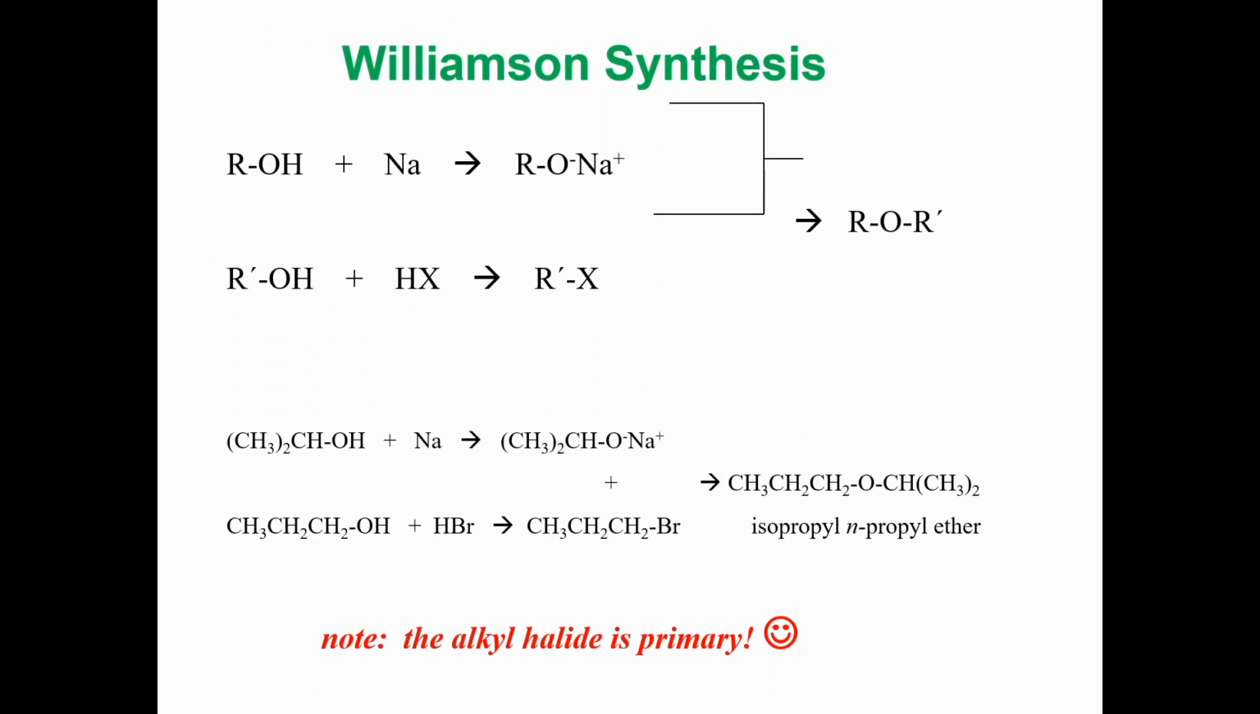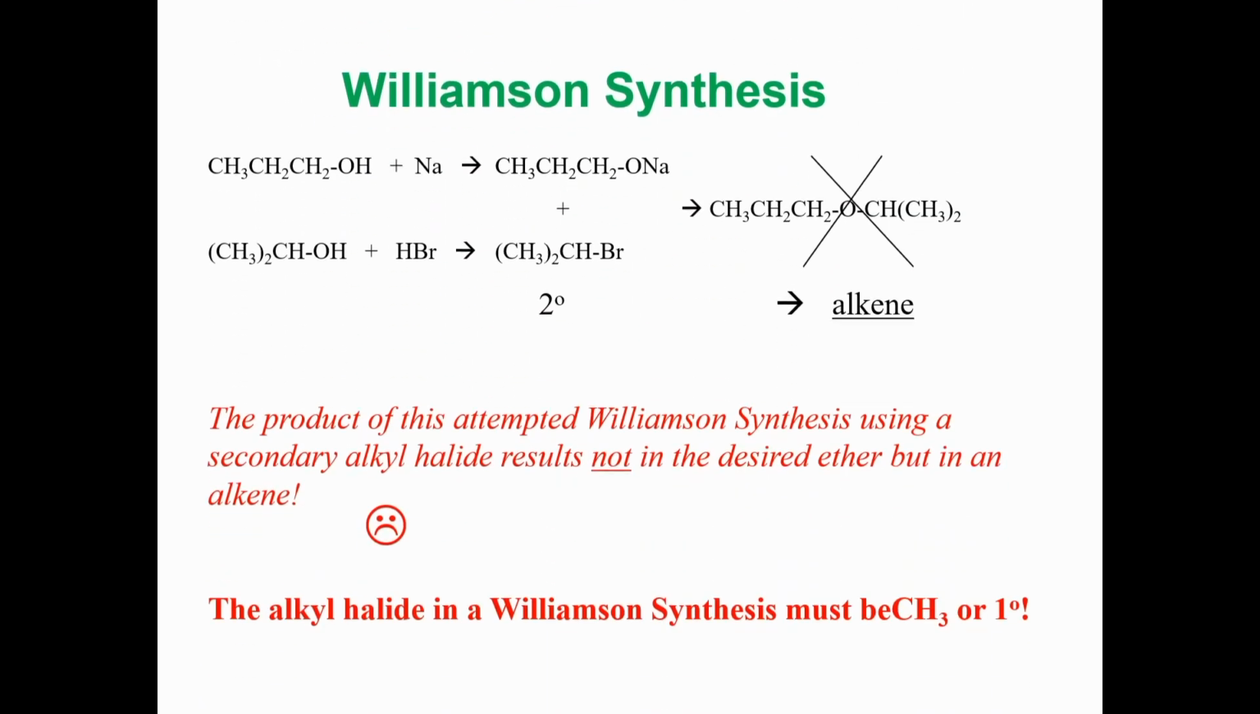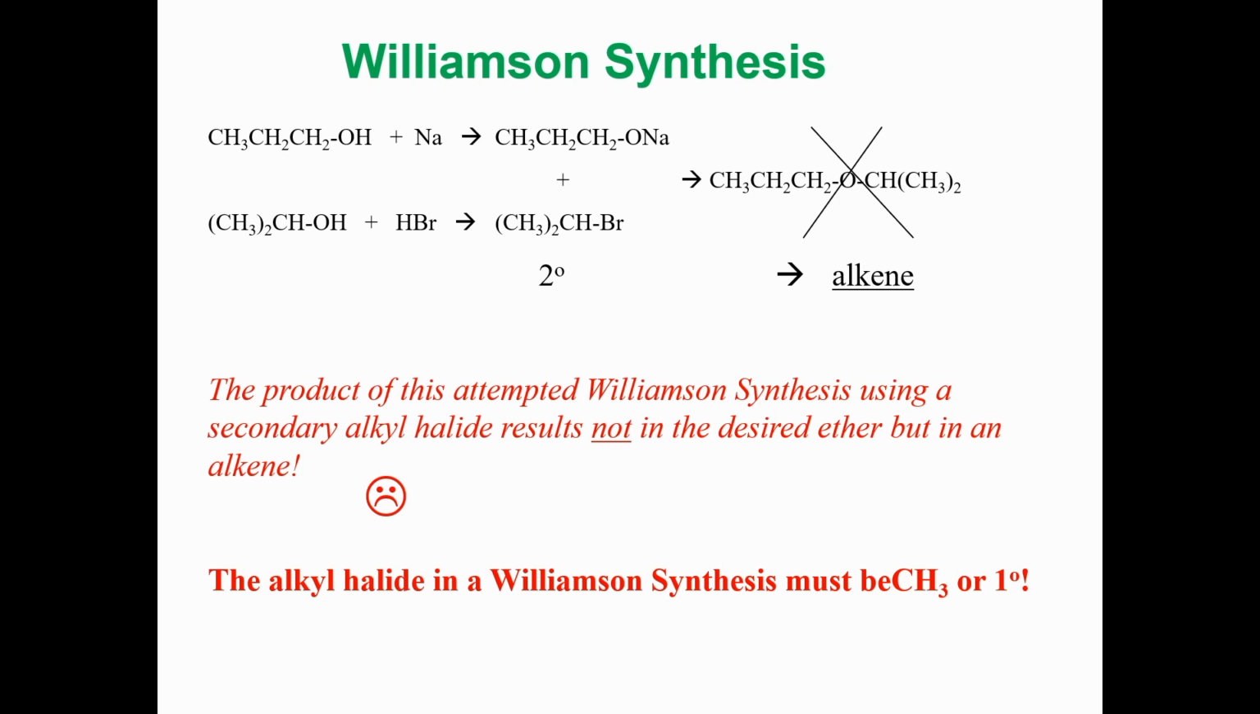Williamson synthesis can only occur with primary alkyl halide. When you have secondary or tertiary, it cannot be possible. So whenever talking about reactions of alkyl halide for Williamson synthesis, tertiary cannot do. It must be primary. This is not possible. Even secondary is not possible.